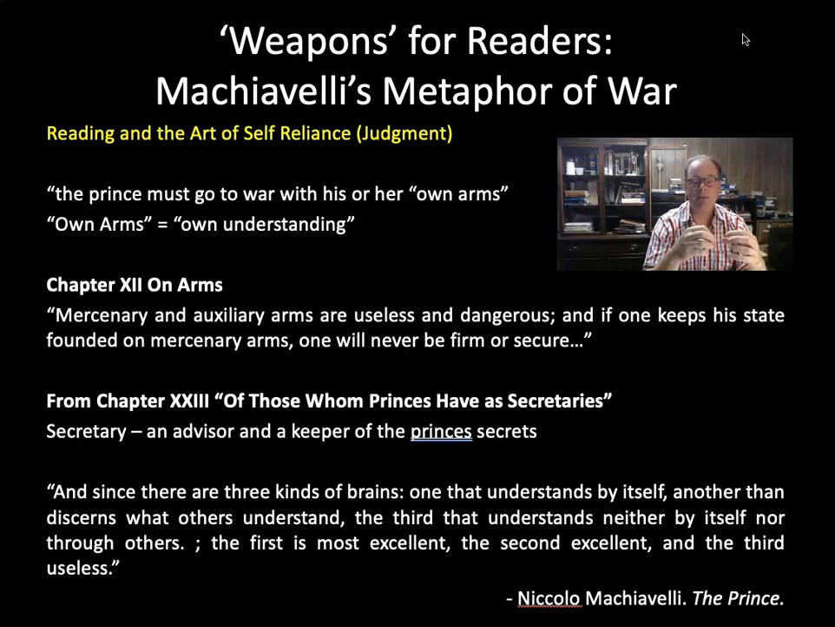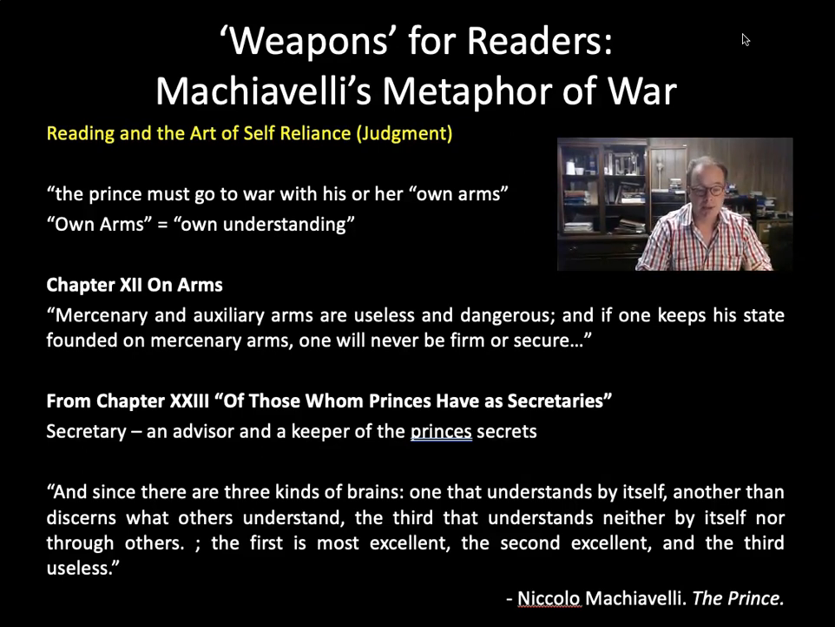So I think with Machiavelli there's a double entendre here. There's another meaning: in understanding the world, in order to succeed, one must rely on one's own arms. And what is one's own arms? It's this. It's your own brain. Don't let other people determine what the knowledge is or what the truth is. You determine it for yourself.